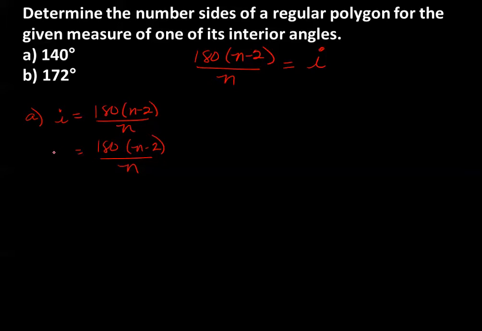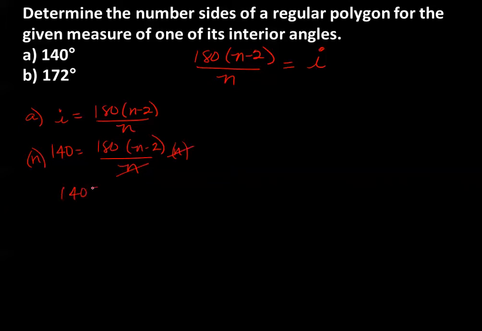I forgot to plug in what I knew. 140 for the measure of one interior angle. Now hopefully y'all remember this trick from when you were learning about fractions, or in algebra you always got to get variables out of the denominator. Actually, you just want to get rid of the denominator altogether. So if I multiply both sides of my equation by n, which is the denominator, it cancels out on this side.